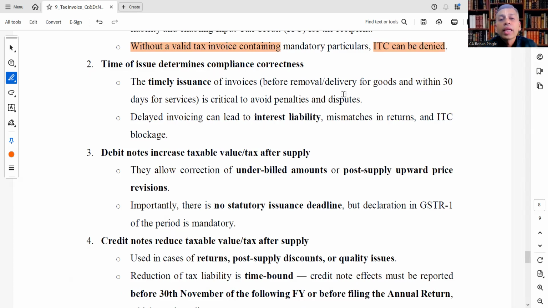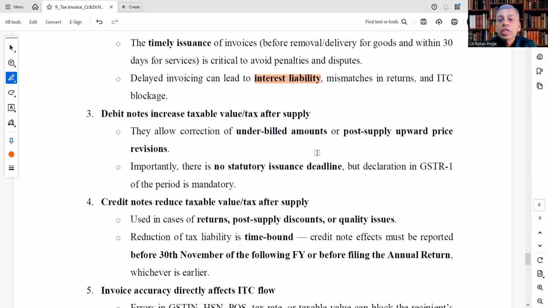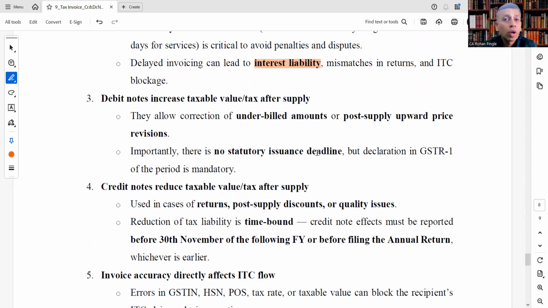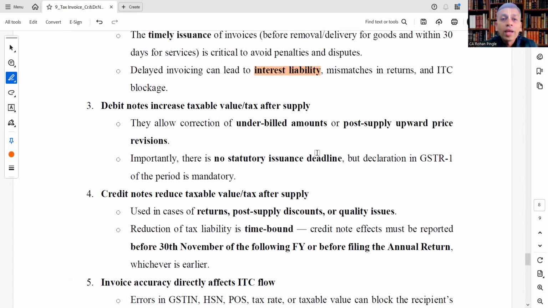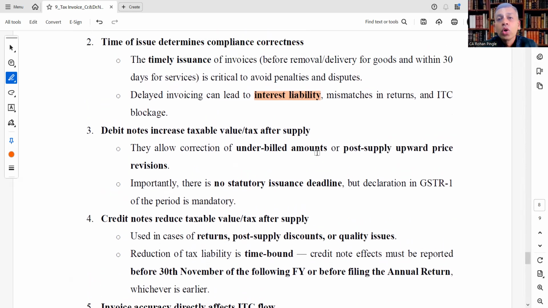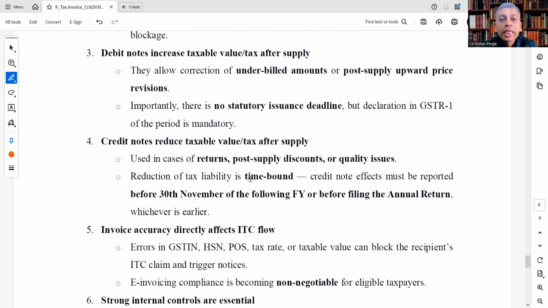Delayed invoicing can lead to interest liability, mismatches in returns, and ITC blockage. So it should be issued on time to avoid the interest liability, mismatches in returns and also the ITC blockage. Debit notes increase the taxable value or tax after supply.